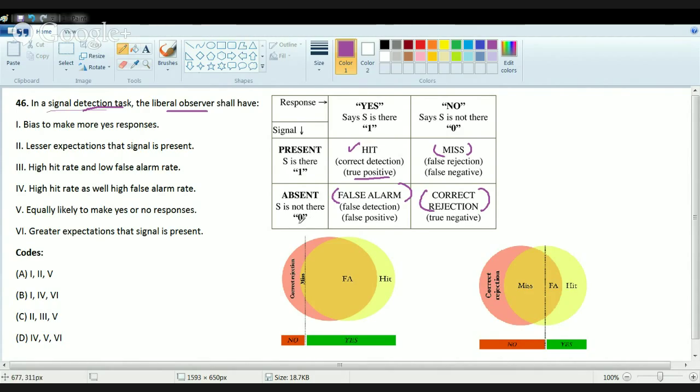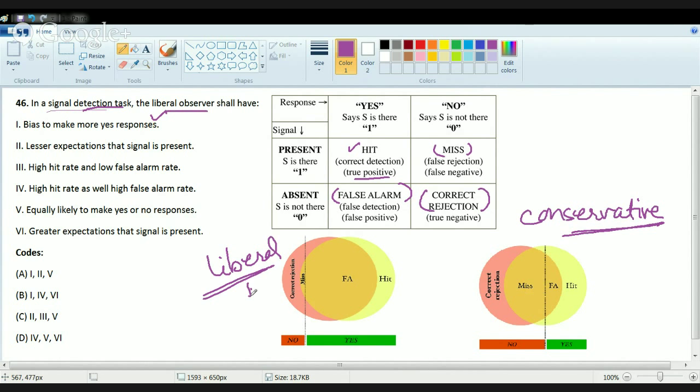Now in this section, it's important to understand. Here are two diagrams that I am trying to explain. One is for the conservative group of people and another is for the liberal group of people. The question here is on the liberal group, so I'll start with the liberal group. What would be the answer for the liberal group of people? Liberal people will usually say yes to most of the responses.